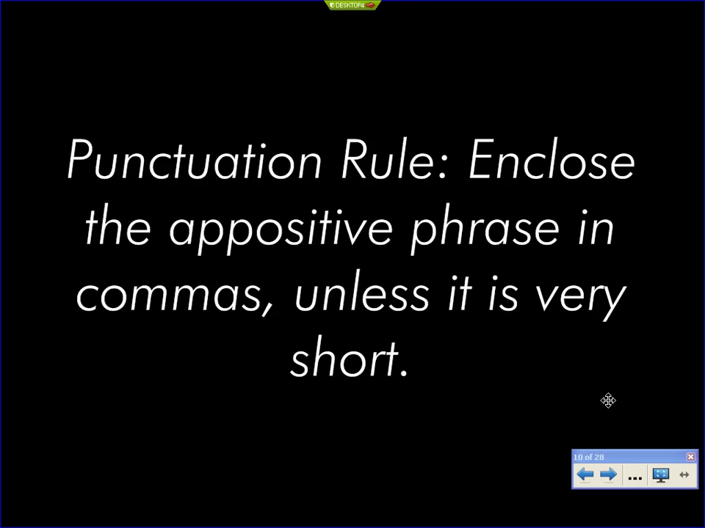Enclose the appositive phrase in commas, unless it is very short. So, Gretchen Stevens, comma, a student, comma, opened her notebook. It's fine. So what is very short then? Bob the builder. It's not Bob, comma, the builder. It's too short for that. Bob the builder works just fine.